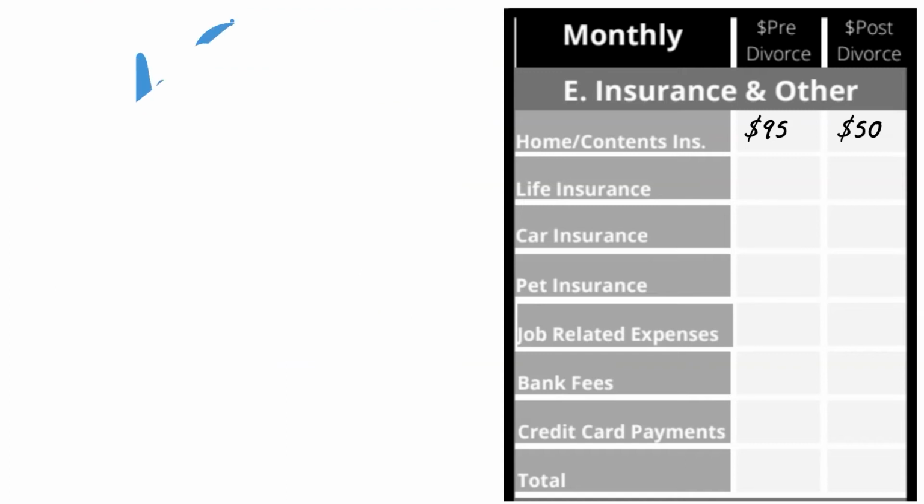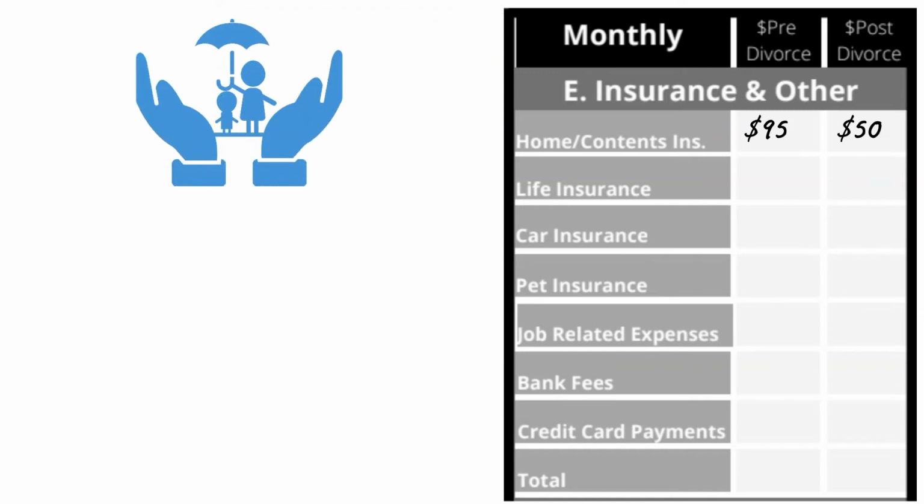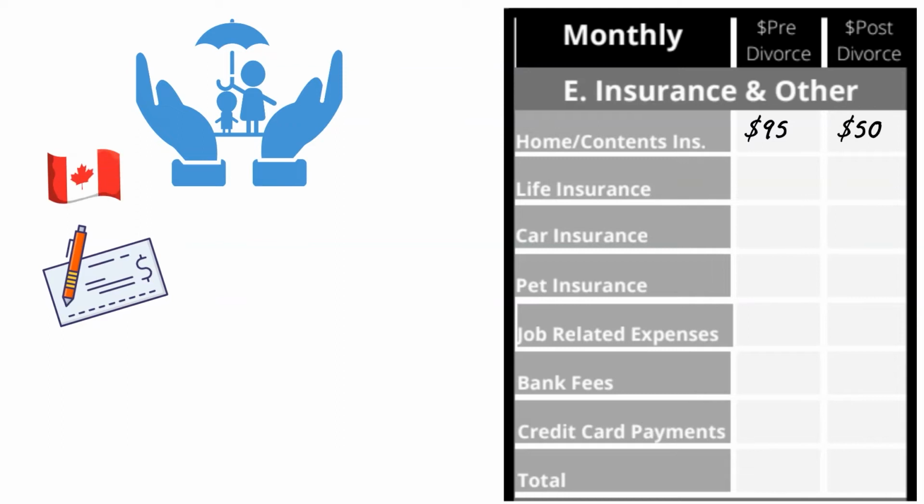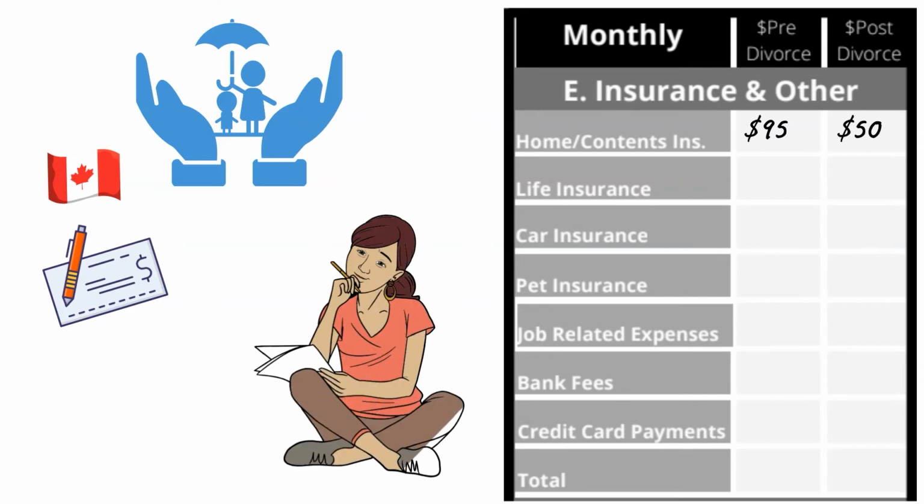Life insurance is important for most people to have. If you'll be paying child support or spousal support in Canada, then you'll be required to have it. If you live somewhere else, you'll need to look into the laws for your country, state, or province. I'll explain how to figure out what amount of life insurance you need in the spousal support video of this module.